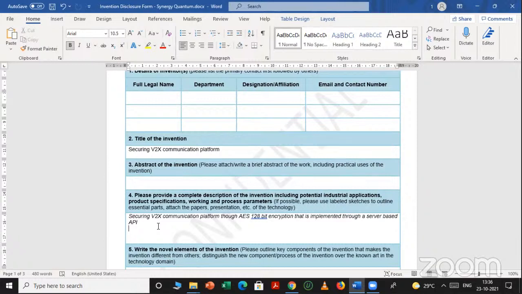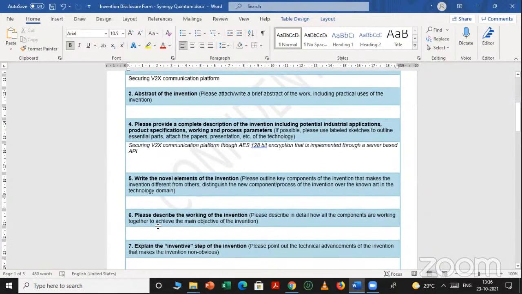So any possible information, if suppose you have presented a paper or published an IEEE paper or a paper in ACM Computing Surveys, provide that information. It will help the examiner, it will help the attorney to write your patent in a more effective way. And the chances of getting it granted by any patent office will increase, obviously. So the fourth part is very important.